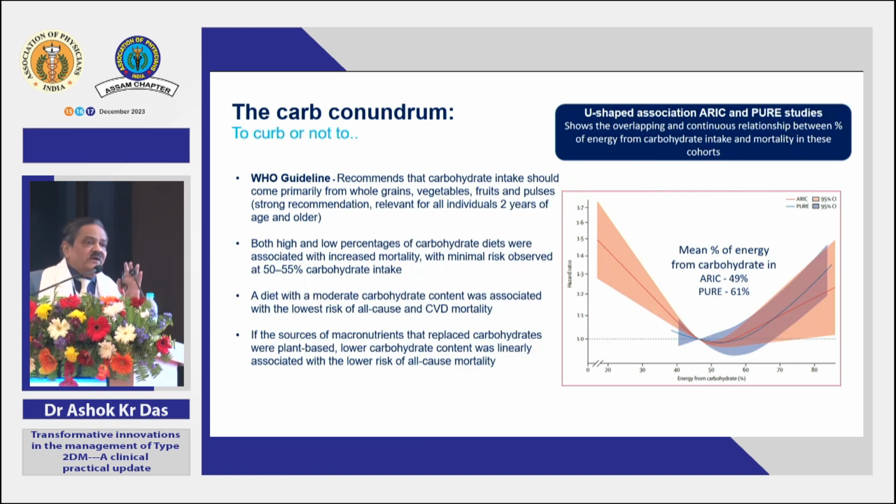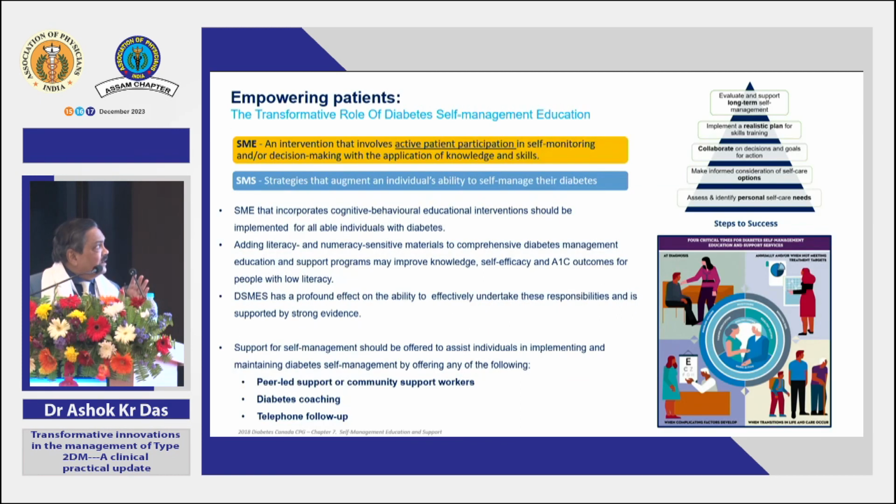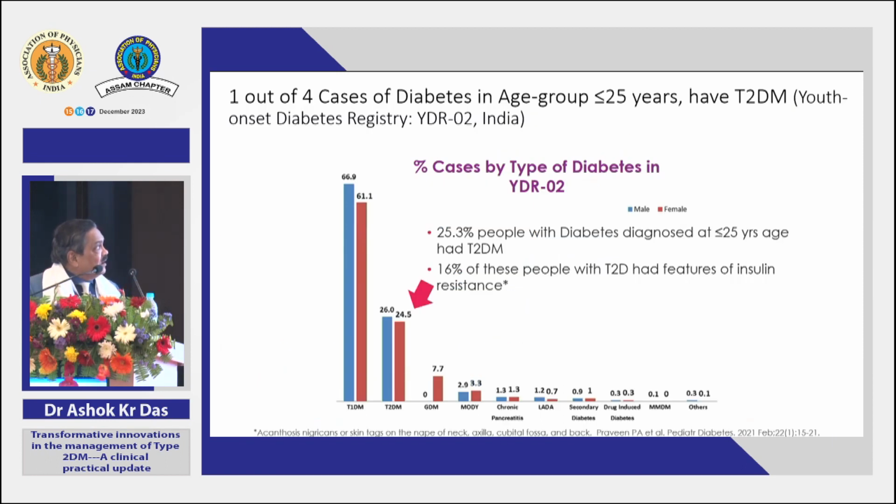The carbohydrate count, the carb conundrum: don't give up carbohydrate, but make it moderate. It has been shown that there is a U-shaped association, and carbs in moderation can also change diabetes. And the third thing which has changed is patient empowerment. Therefore, diabetes self-management education, we call it DMAC, is of paramount importance, and is, I feel, one of the most important innovations in diabetes management.